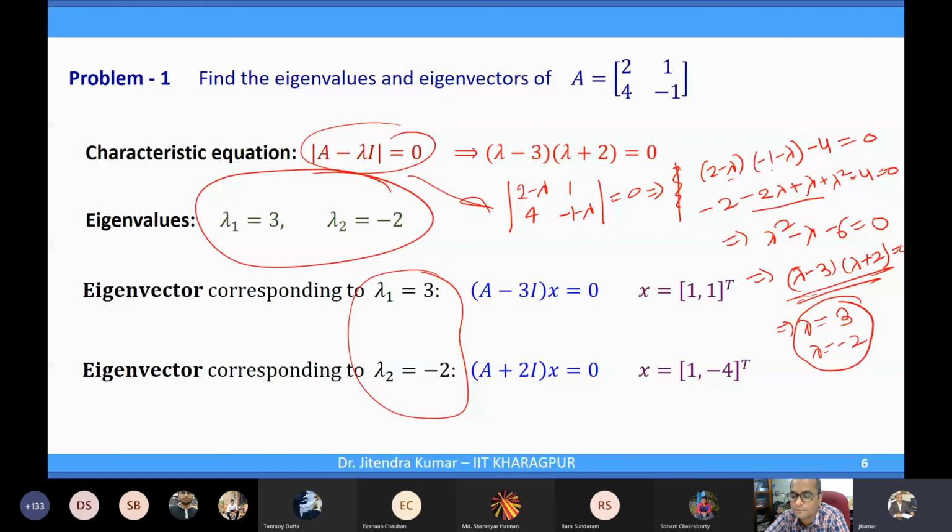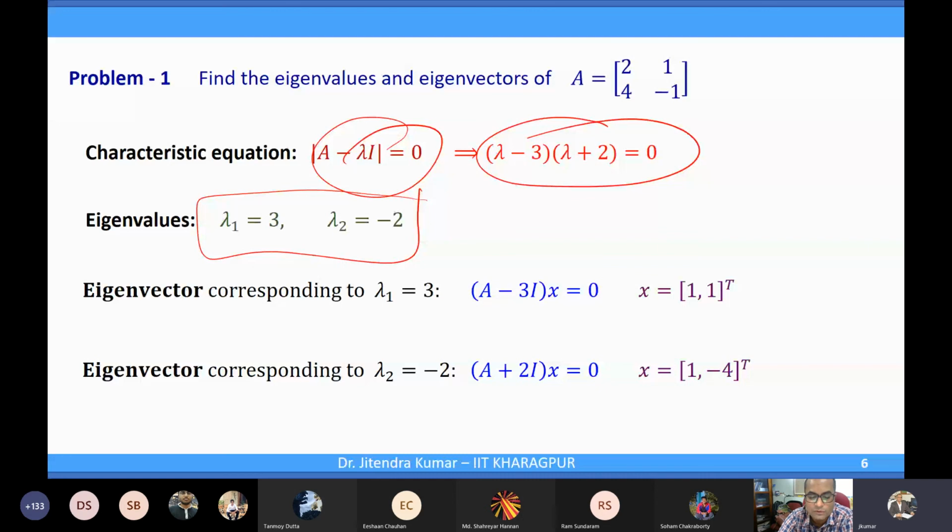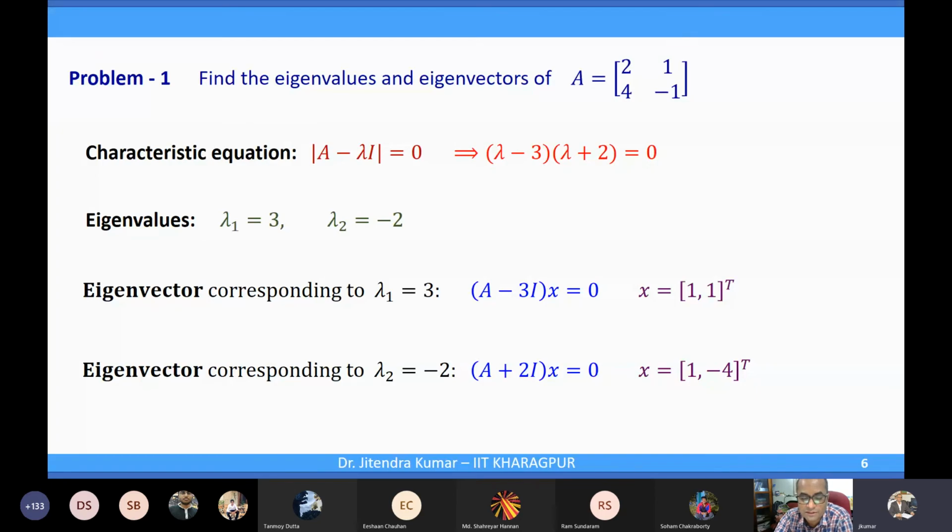Is that clear? Yes, sir. Okay, so now you can write down the characteristic equation. You have to solve that characteristic equation to get the eigenvalues. Once, see, the process will remain the same. So that's what I said. It is very easy. You don't need to remember much.